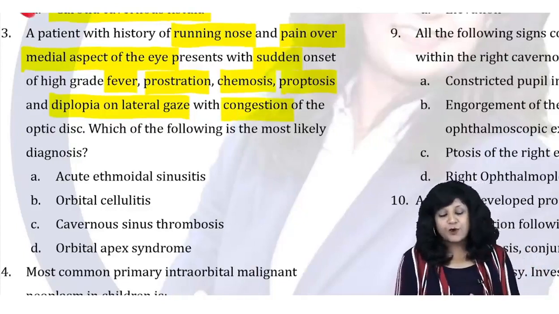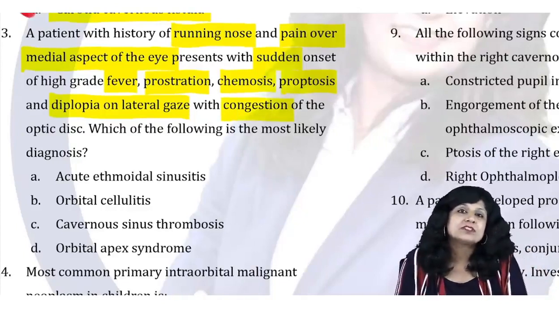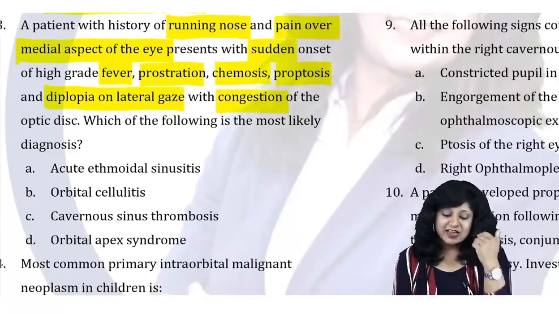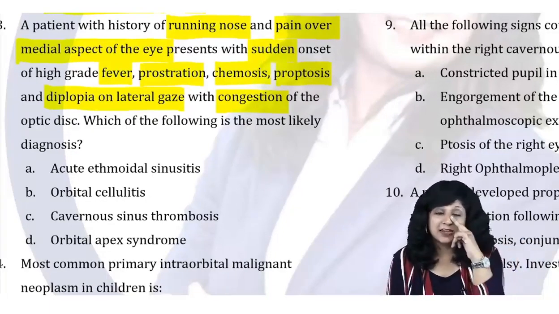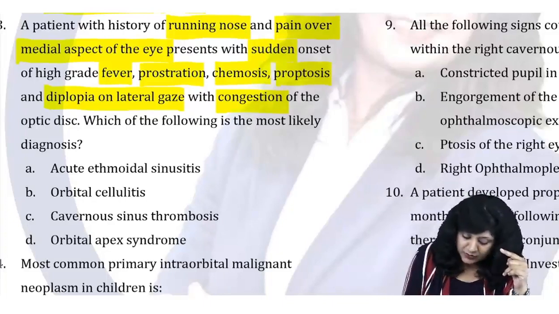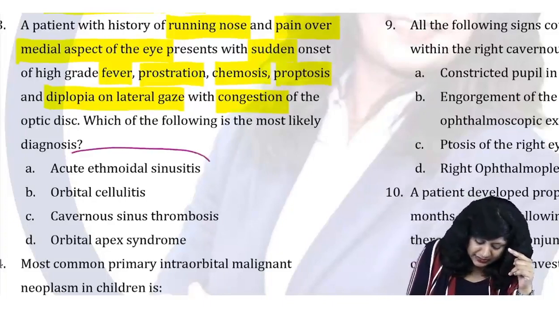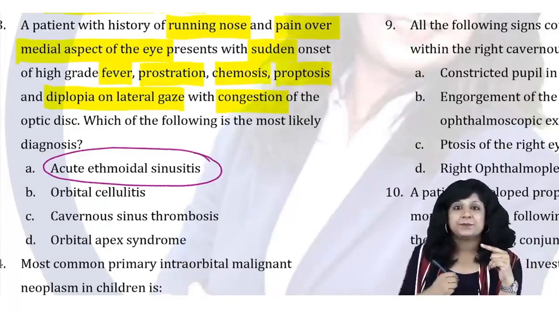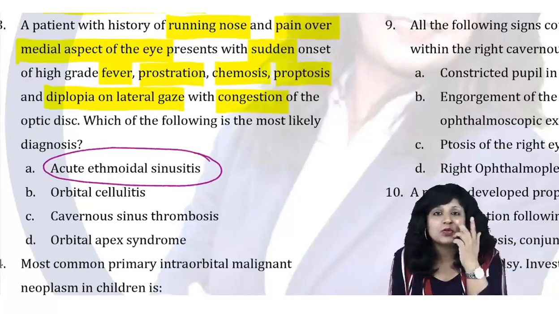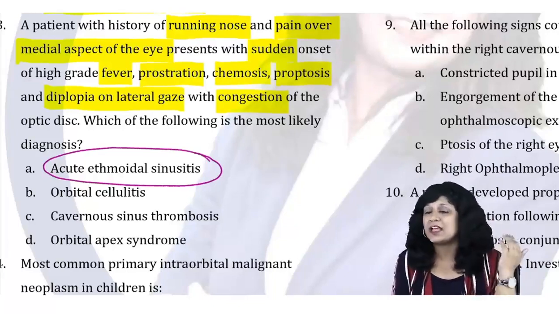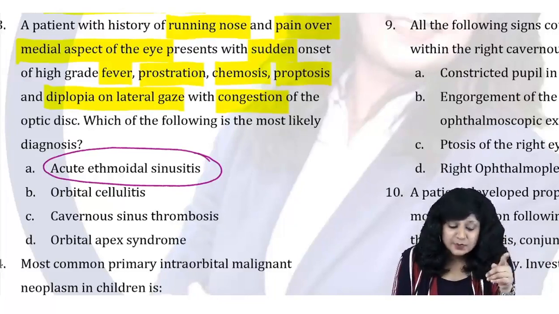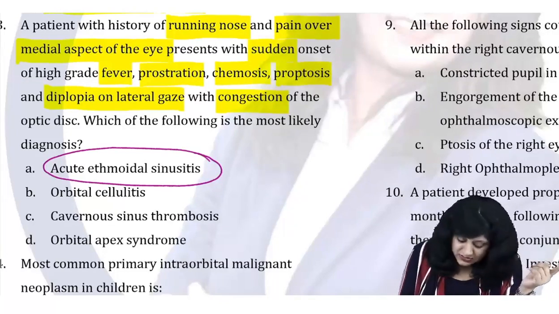Which of the following is the most likely diagnosis? Now this patient has a history of running nose and pain over the medial aspect. So what can you think of? We can think about acute ethmoidal sinusitis. A patient having acute ethmoidal sinusitis will have the running nose also and will have pain over the medial aspect. But can this patient develop fever, prostration, chemosis?